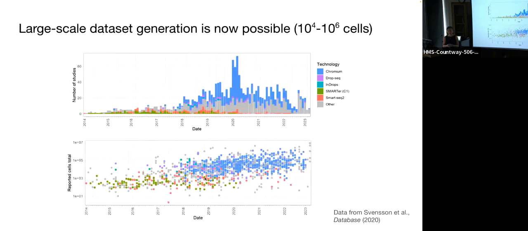And not only are there more studies, each study is now sequencing more and more cells. The plot on the bottom is showing the number of cells per study with the y-axis on a log scale. You can see in recent years, studies with hundreds of thousands to even millions of cells are becoming available. And this is very exciting because now we have a lot of data to be able to ask interesting questions.